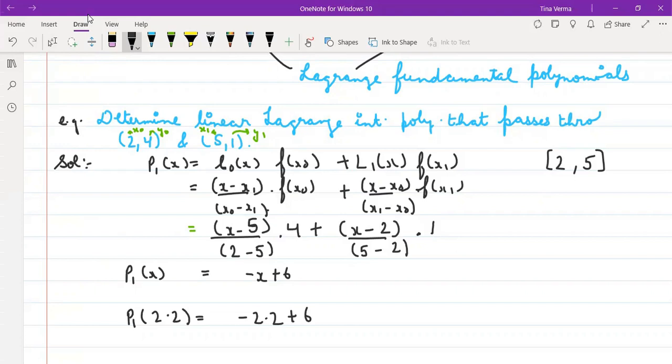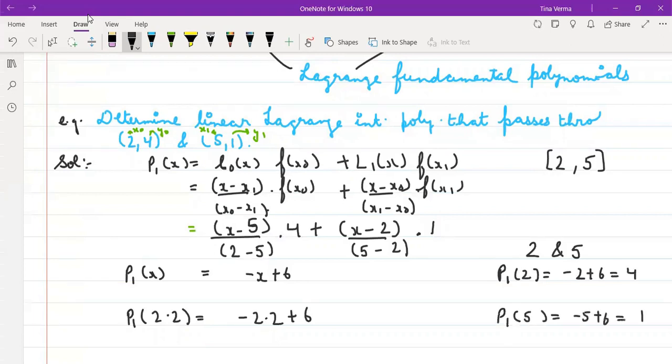So you can see from here, at the data points, what are your data points? 2 and 5. If you check with this polynomial, P1 of 2 gives the same value which is given in the data: minus 2 plus 6, that is 4, and P1 of 5 is minus 5 plus 6, that is equal to 1. So at your data points, your polynomial value is the same as given to you. Is it clear?